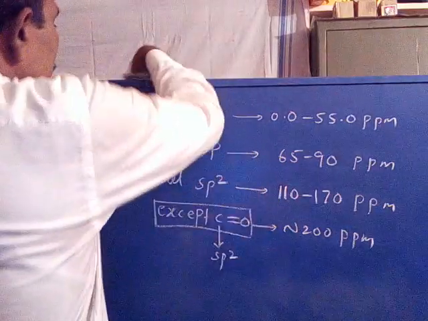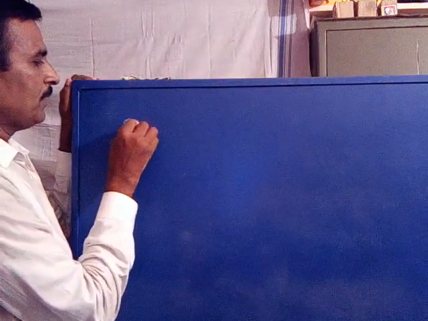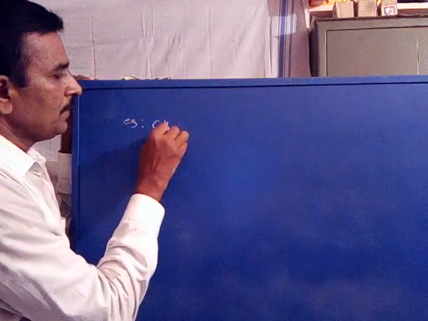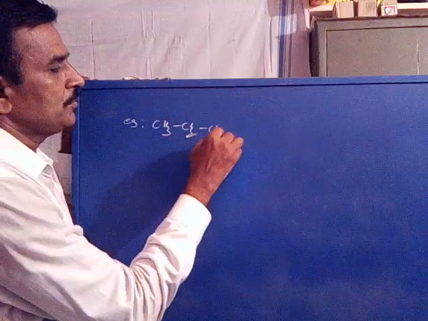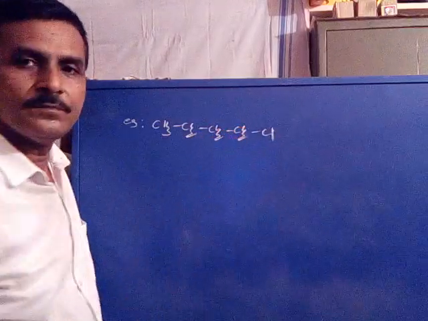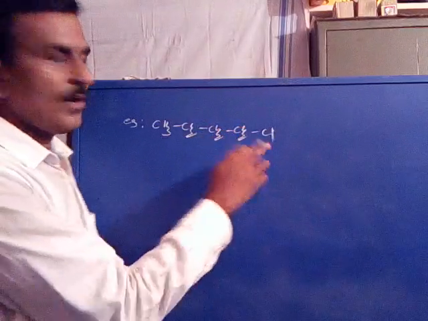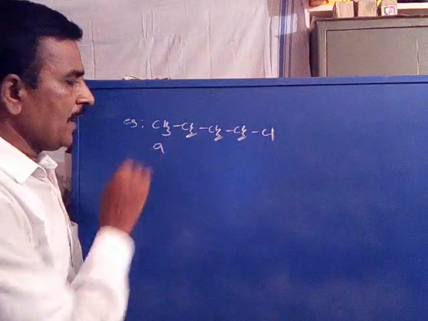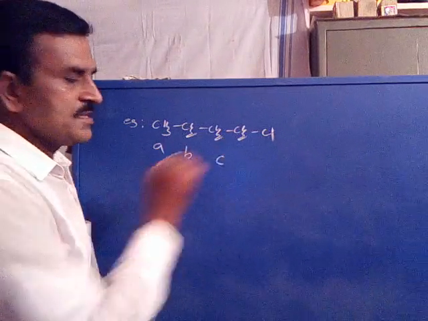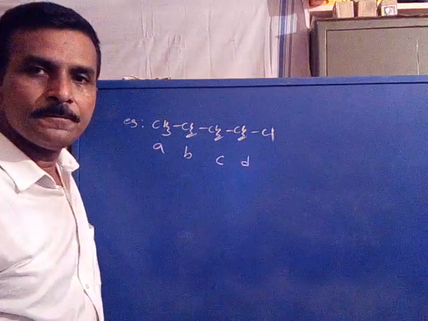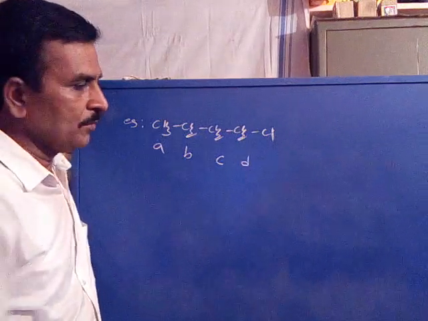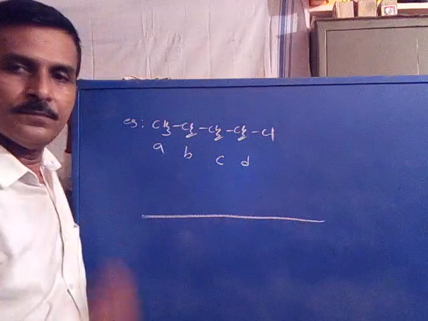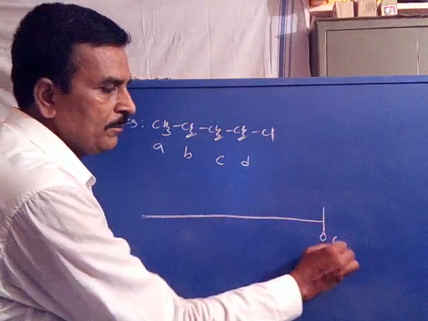For example, you take CH3, CH2, CH2, CH2, Cl, 1-chlorobutane, carbon A, carbon B, carbon C, carbon D. Is it clear? Now, it's a spectrum. It's a C13 NMR spectrum.